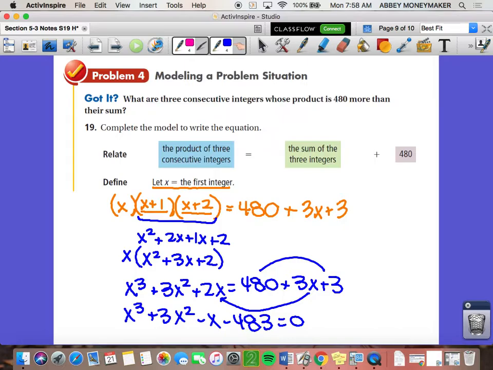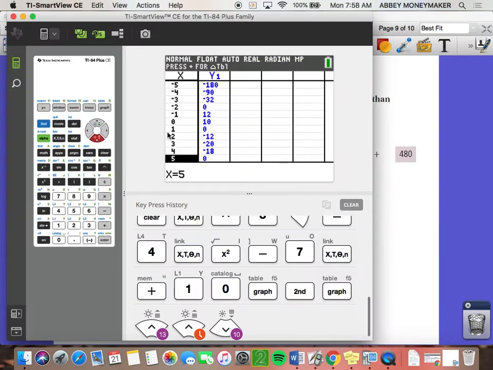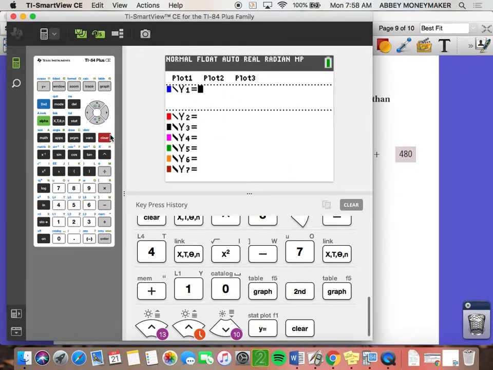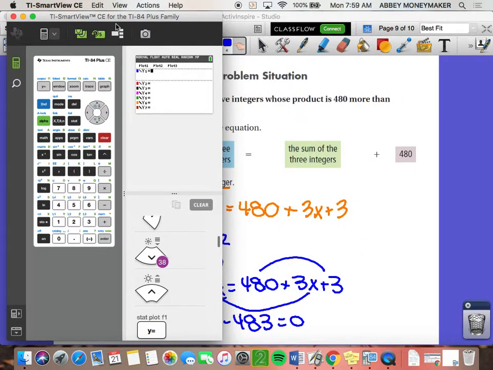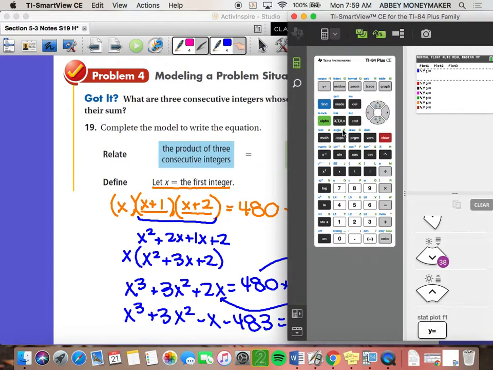Now, again, why did we go over graphing? Because, hello, you're not going to solve this by hand. We're going to go to our calculator, and we're going to find where it crosses the x-axis. So let's see what that equation was again. x cubed plus 3x squared minus x minus 483. And we hit graph.